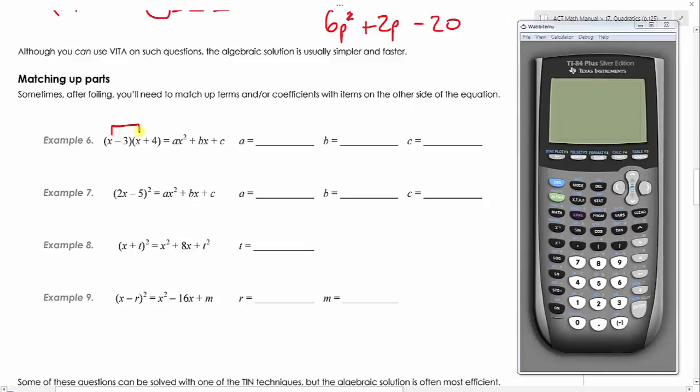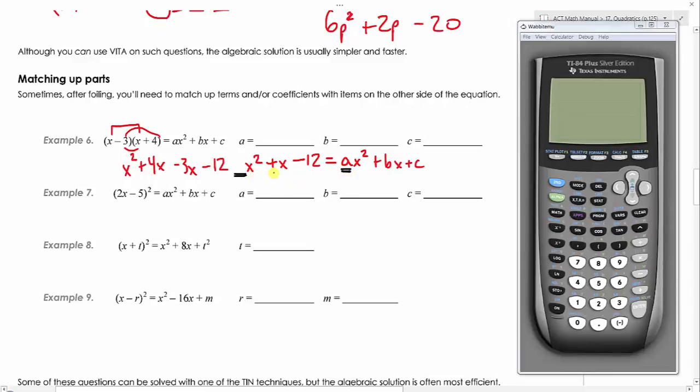So again, foiling here, I get x squared. x times the positive 4, that's 4x. The negative 3 times the x, that's negative 3x. And then the negative 3 times the positive 4 is not positive, sorry. That's going to be negative 12. So this foils out to x squared plus x minus 12. Now remember, they were equating that with standard form, ax squared plus bx plus c. And what I should be able to see is I have a coefficient here in front of the x squared term, corresponds to the a here in front of the x squared term.